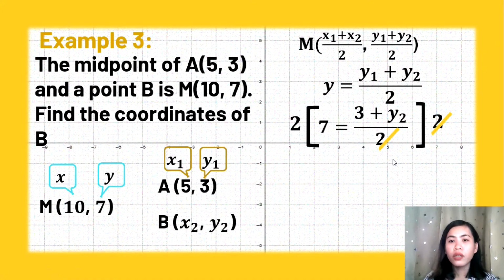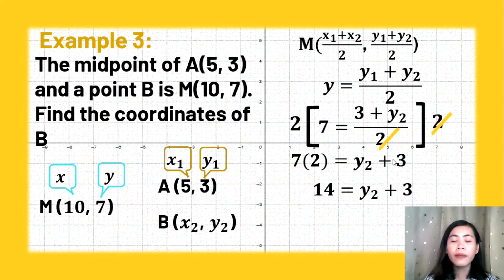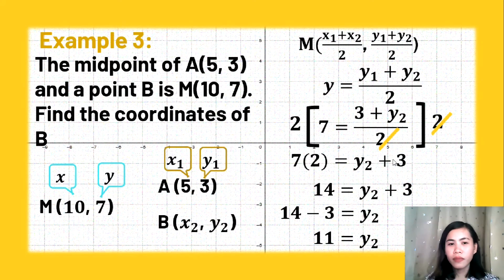So, makakancel to. We have 2 times 7 or 7 times 2 is equal to 3 plus y sub 2 or y sub 2 plus 3. So, we have 7 times 2 is 14 is equal to y sub 2 plus 3. Then, to find the value of y sub 2, transpose 3. So, we have 14 minus 3 is equal to y sub 2. And our final answer, y sub 2 is equal to 11. Meaning, the coordinates of our point B is 15, 11.